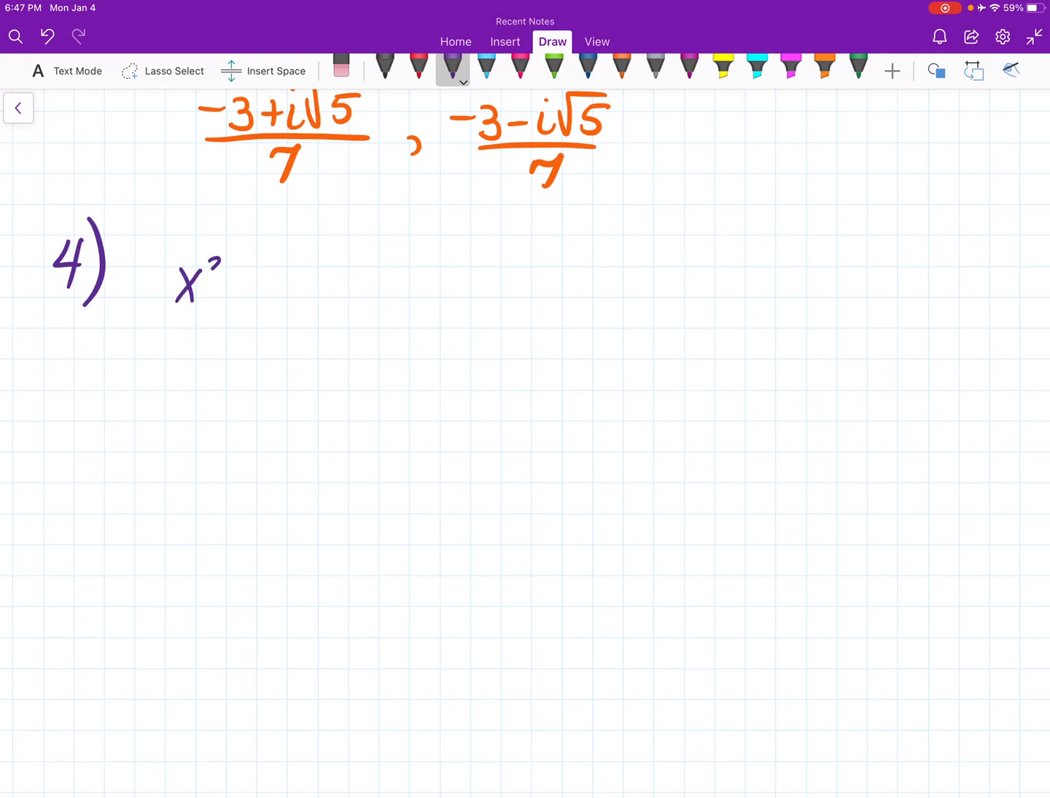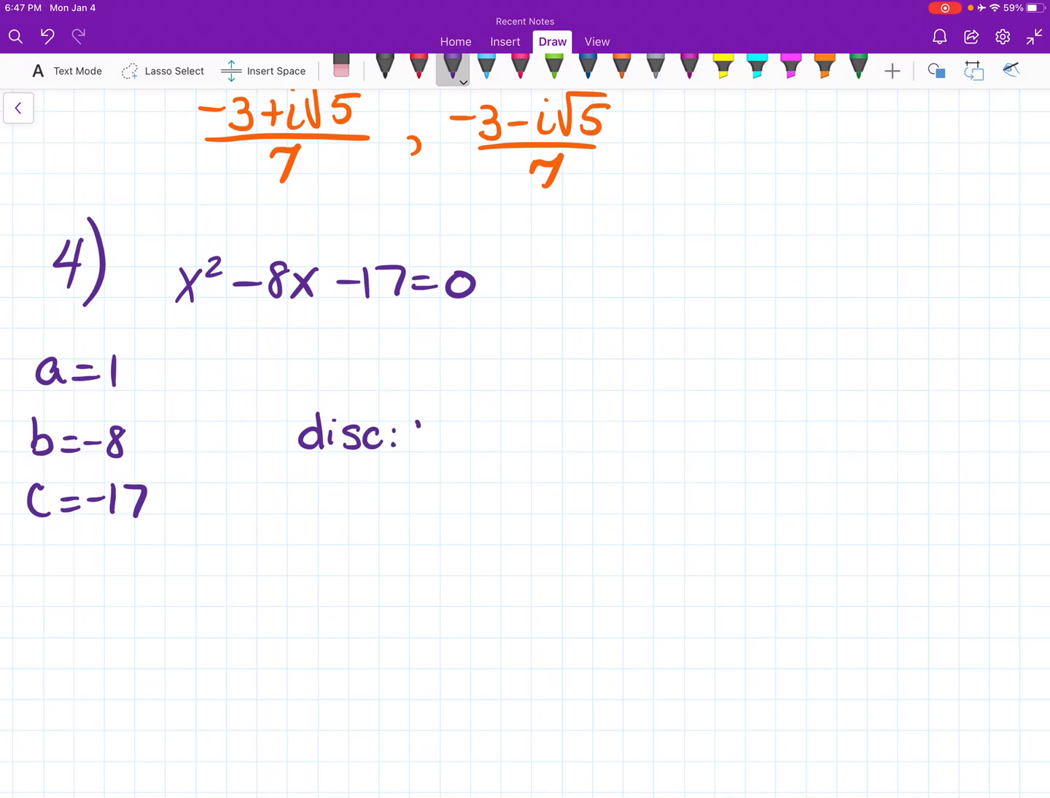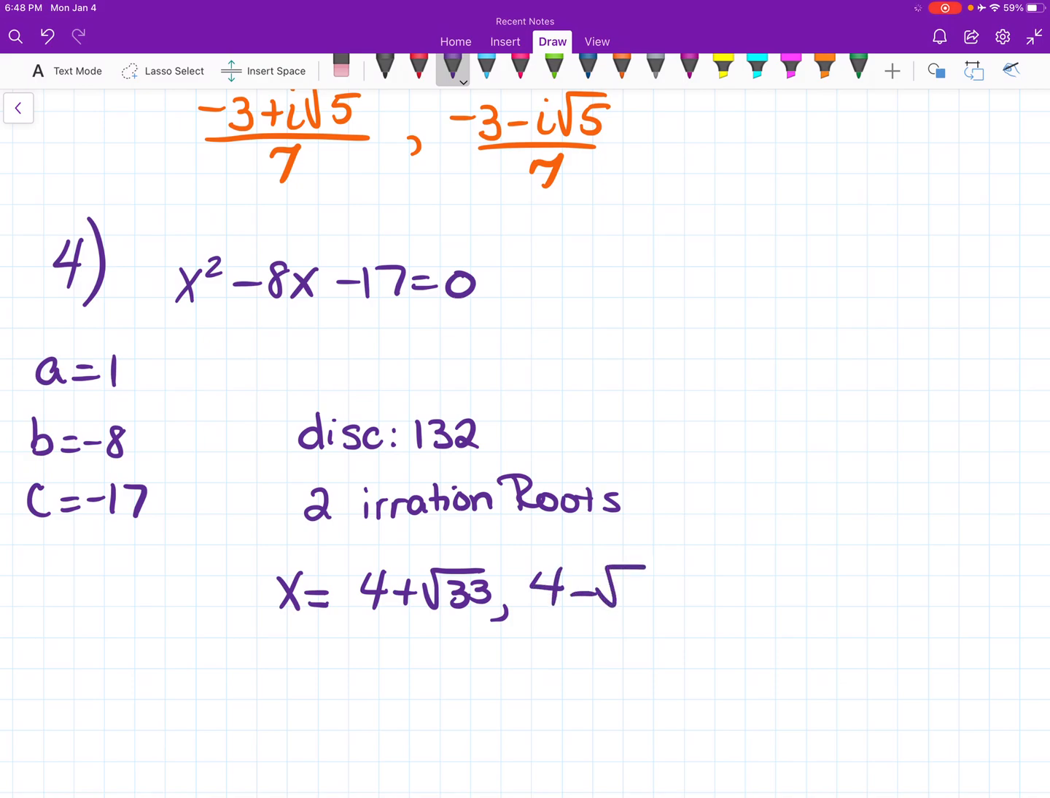So x squared, last one, plus, whoops, sorry, minus 8x minus 17 equals 0. Already equal to 0. A is 1. B is negative 8. C is negative 17. I'm not going to actually do this one all the way out. It's going to be your discriminant is 132. So that's 2 irrational roots. And the answer here is going to be x equals 4 plus root 33 and 4 minus root 33.